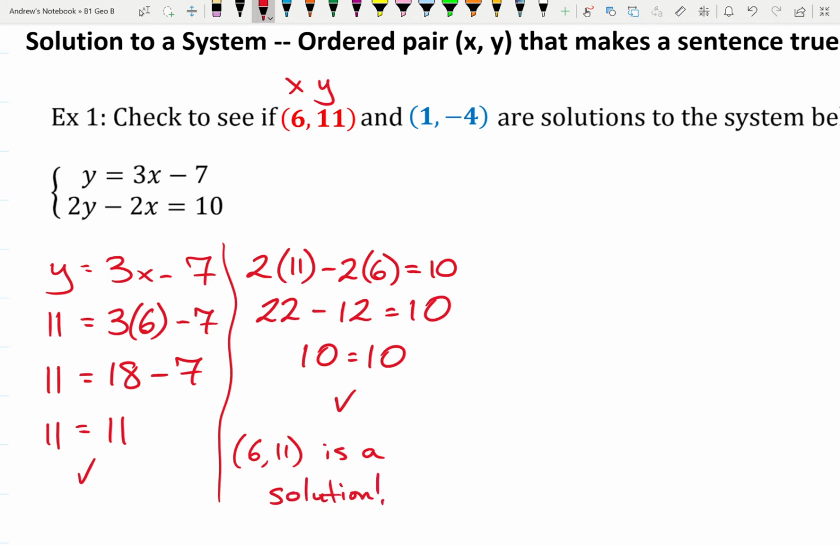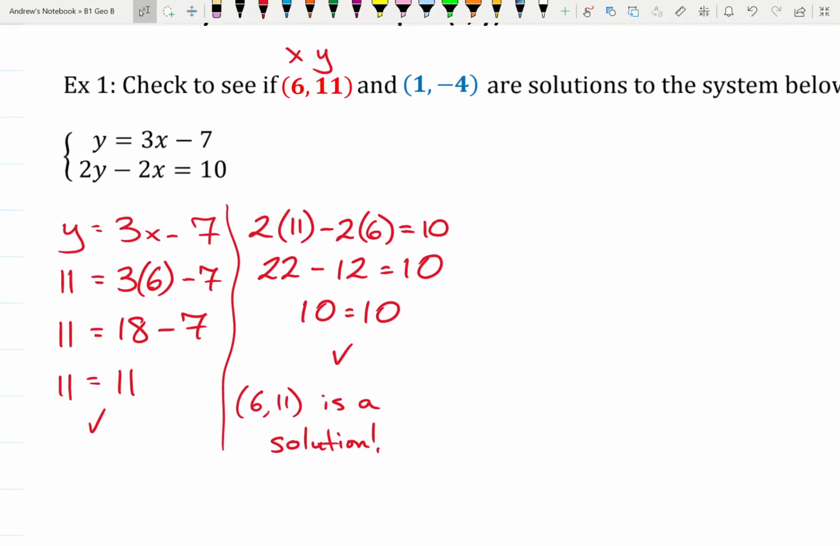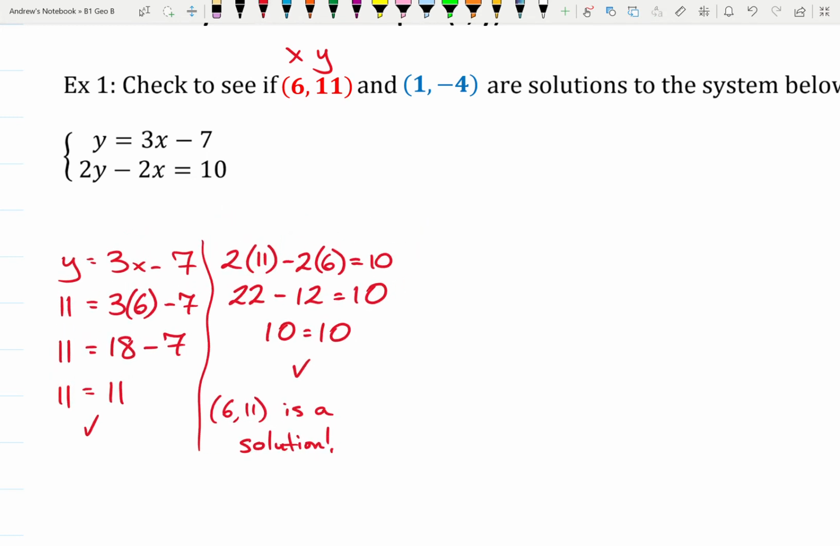It solves both of those equations in our system at the same time. We didn't change what the x or the y were. We plugged in 6 and 11 both times. That's what makes it a solution: it solves both of them at the same time.